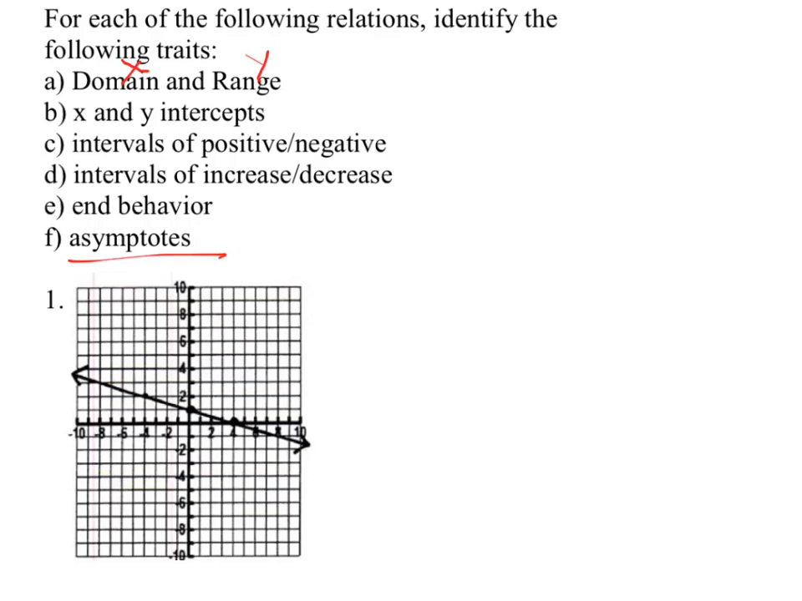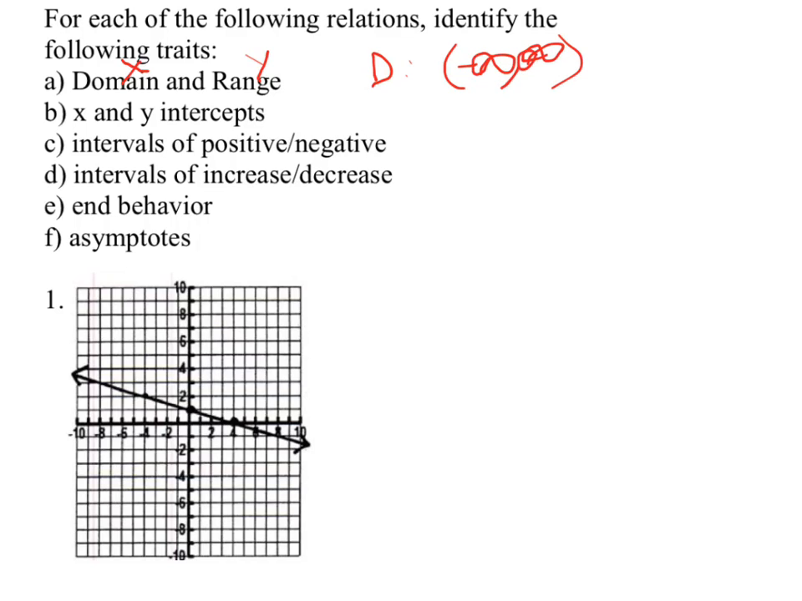And then the asymptotes are any line that gets infinitely close to but doesn't cross. So, let's just take it one by one. Here's number 1. The domain on this guy, well, that's how far left and right it goes. Well, it goes left forever and right forever, so the domain is going to be from negative infinity to infinity.